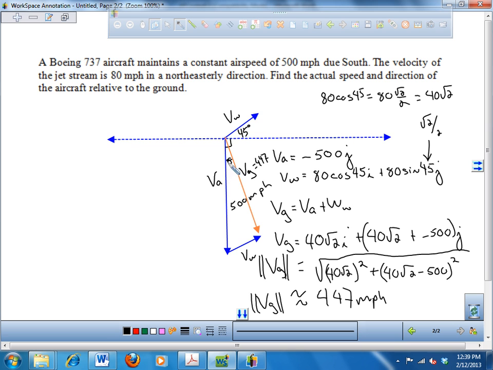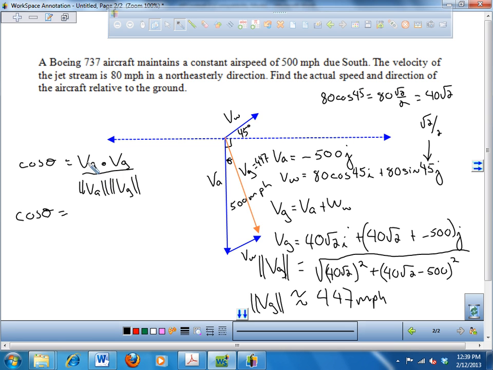Now, in order to find theta, that angle there, you could use the law of cosines if you like, but the way they want you to do it is to say that the cosine of theta is equal to v sub a dot v sub g, which is how you find the angle between two vectors, over the magnitude of v sub a times the magnitude of v sub g. Follow that? So cosine of theta, that's the formula that we have, right?